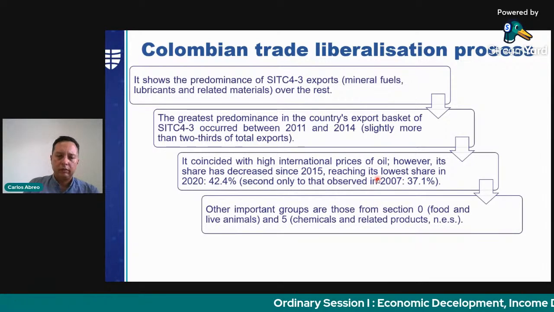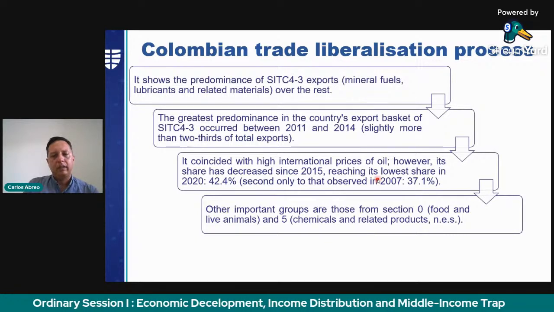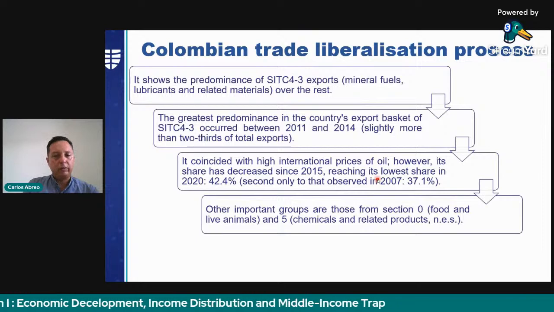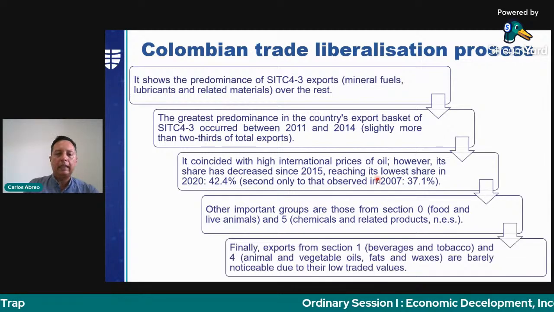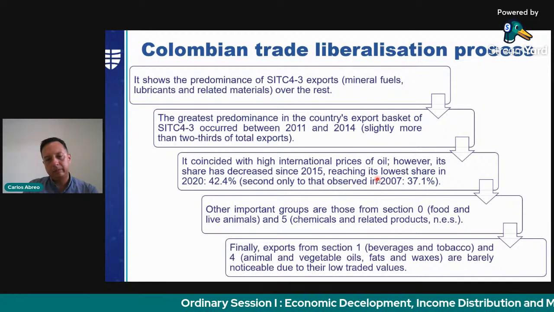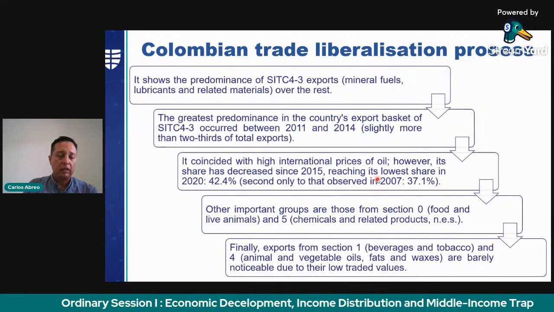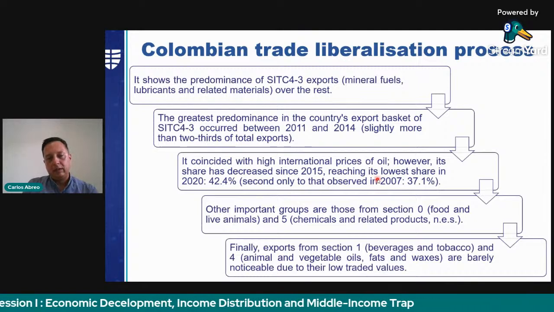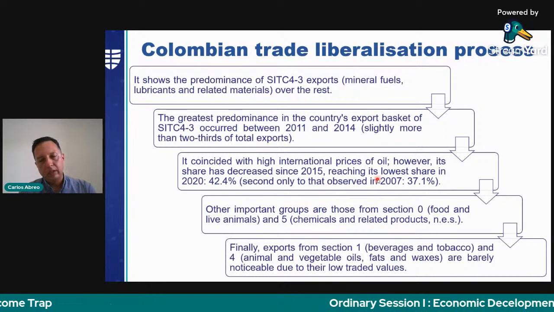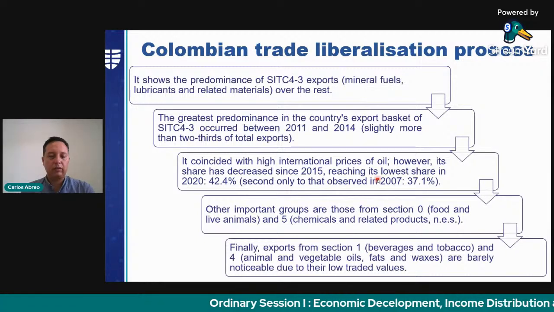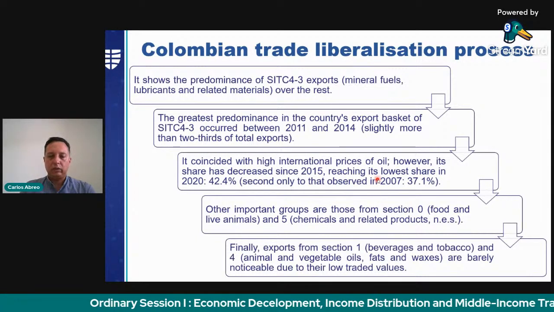Other important groups that compose the Colombian export basket are goods from Section 0, foods and live animals, as I said before, and Section 5, chemicals and related products. And there are other groups of exports where the amount of these exports is very low, such as goods from Section 1 and Section 4.